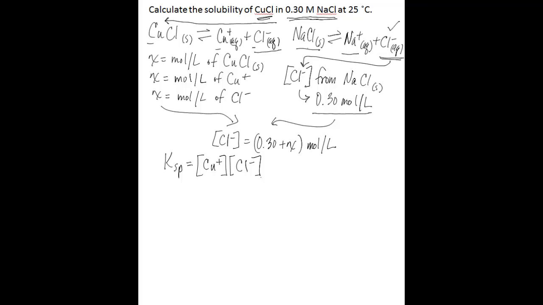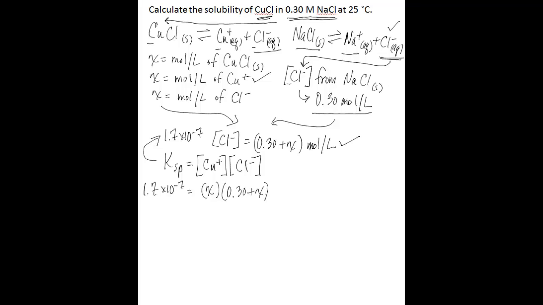So now we can start substituting in what we know. One thing you need to do is look up the Ksp value in a table of solubility product constants at 25 degrees Celsius. When you do that, you find that Ksp is equal to 1.7 times 10 to the negative 7. So you can substitute that into this equation. It is equal to the concentration of copper, which we know is X. We've designated it as X up here. The concentration of chloride we've determined to be 0.30 plus X.